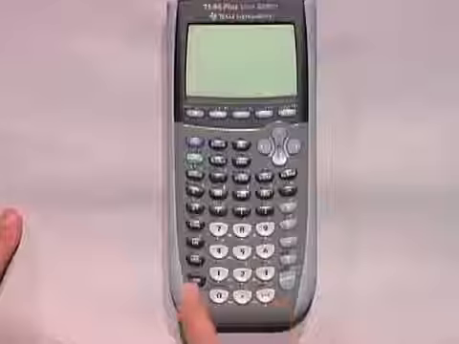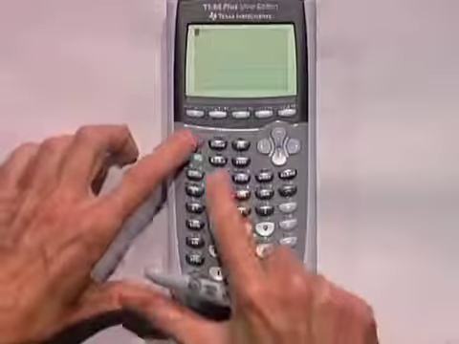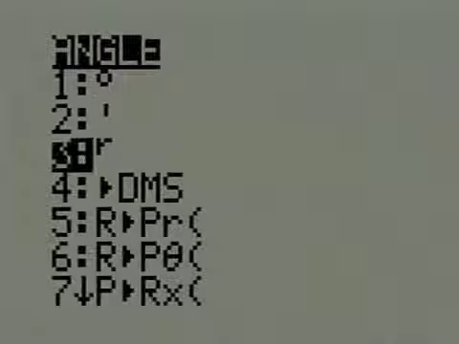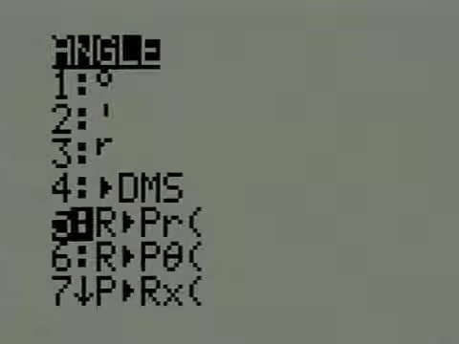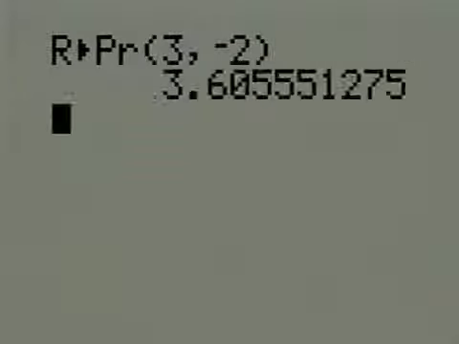So we'll go to our calculator, turn it on, choose angle, pushing second angle, and the first option we're going to use will allow us to find the magnitude of the vector. It's this r to polar r. If we enter on that, inside the parentheses, we put the components of the vector separated by a comma. The comma is the button above the 7 on your calculator. If I push that, I get a decimal.